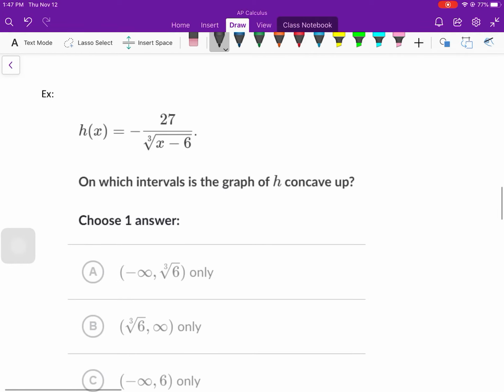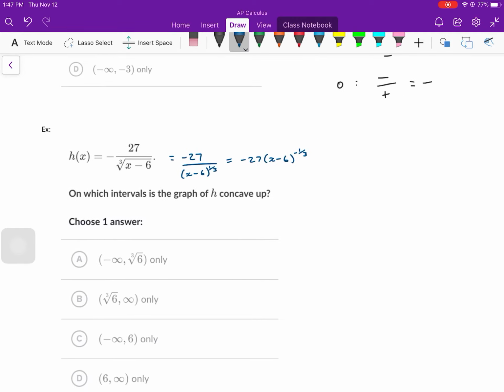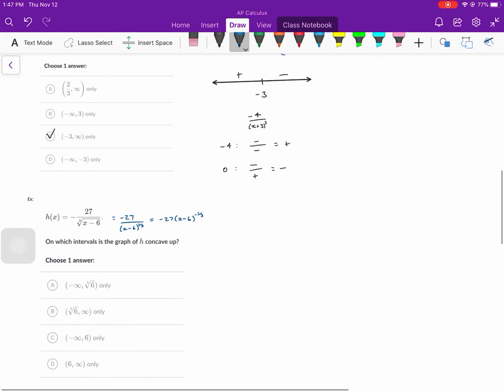And that's it. This one, just to give a quick hint, you could rewrite as negative 27 over x minus 6 to the 1/3, right? And then bring that up to the top, just as we did in that last problem. It's going to make things a little bit easier for you, taking that derivative. It's still going to be the same set of rules. It's going to be a very similar problem.